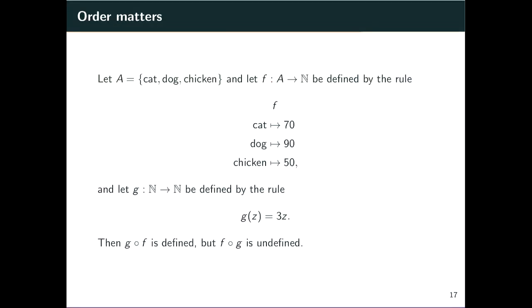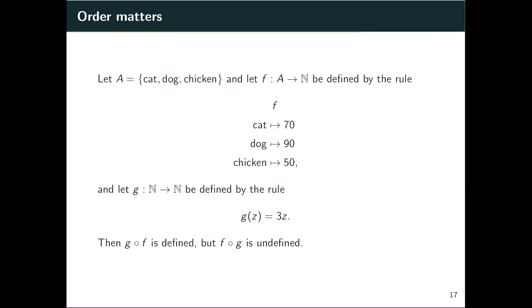Okay, so let's look at an example. If A is the set {cat, dog, chicken}, and we let f be the function that sends an element of A to a natural number, defined by the rule that the cat maps to 70, the dog maps to 90, and the chicken maps to 50.